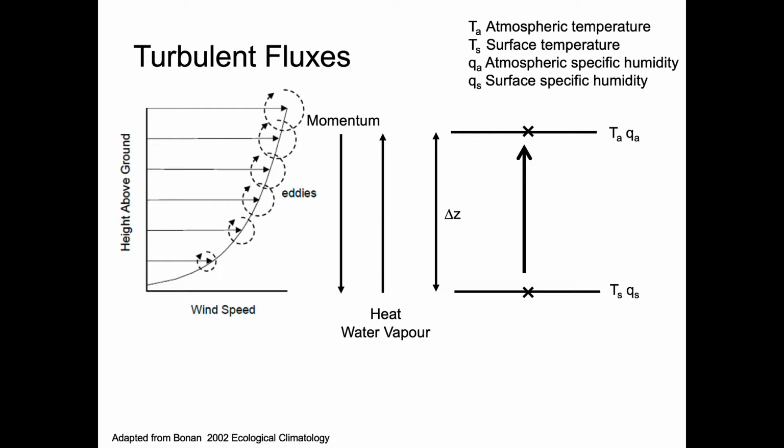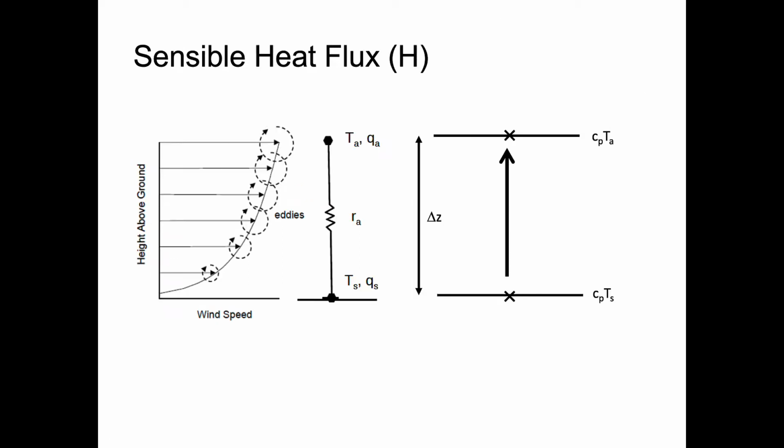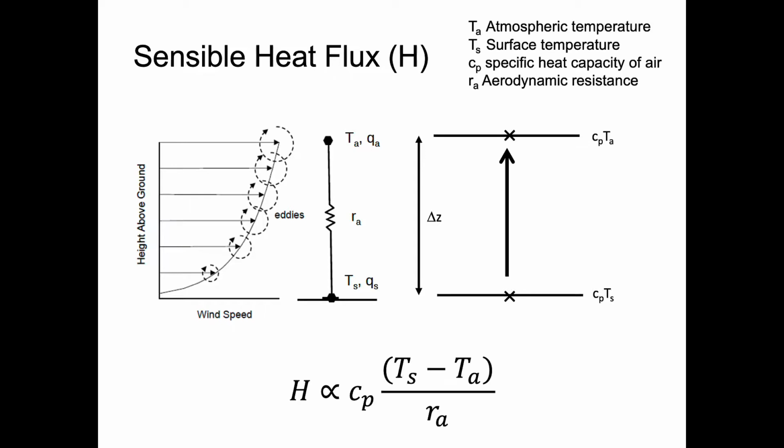Therefore, when we talk about the sensible and latent heat fluxes, these are driven by the gradient across these 2 points. The sensible heat flux is a function of the temperature gradient between the surface, represented as Ts, and an arbitrary height in the atmosphere, represented as Ta. The heat transfer is inversely related to the aerodynamic resistance term Ra, which we'll discuss more later, and Cp, the specific heat capacity of air.